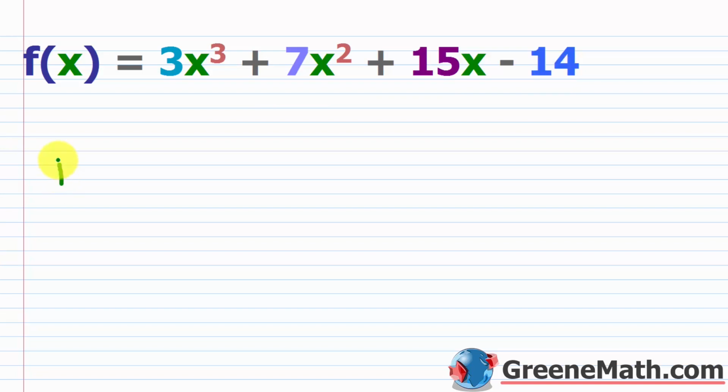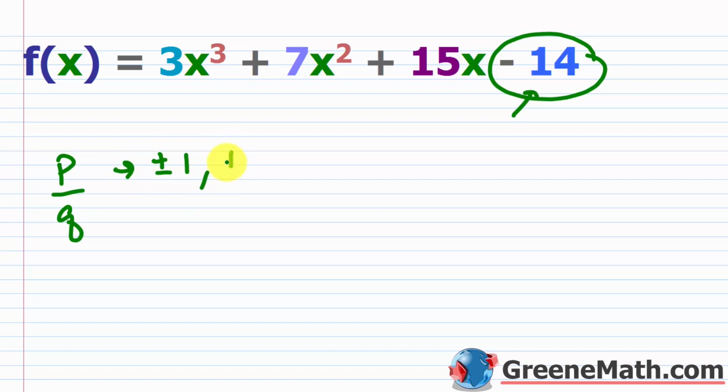So again, just think about p over q. When you think about p, it's coming from the factors of this constant term here. So just think about 14. Again, forget about the fact that it's negative. 14 is what? It's 1 times 14 or 7 times 2. So you would have plus or minus 1, plus or minus 2, plus or minus 7, and then plus or minus 14.